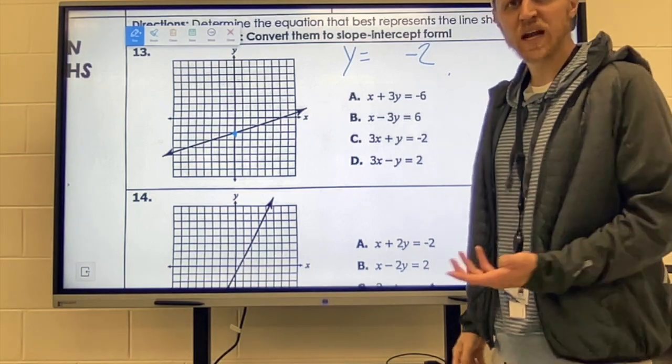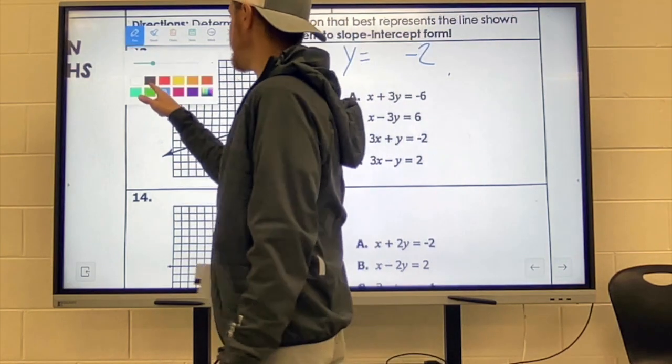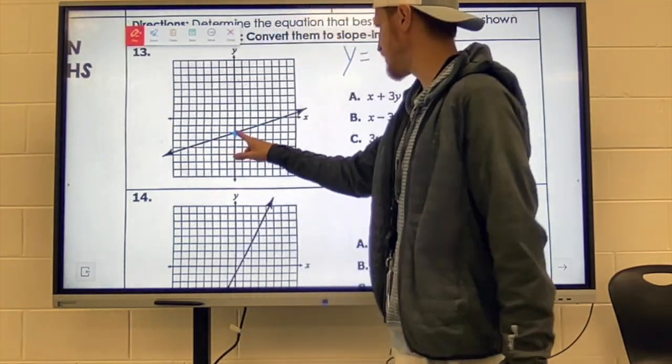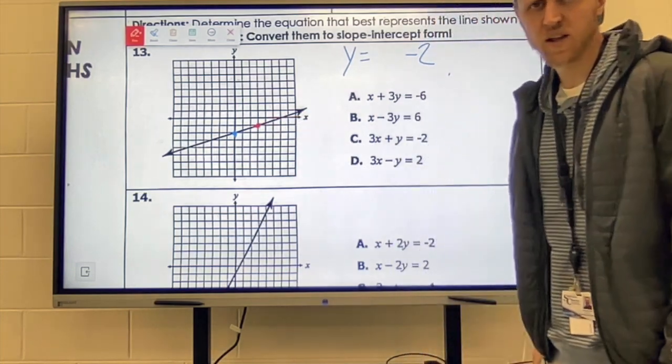The only other thing that I would need to know is the slope, the rise over the run. So that's how we find the way to get from that starting point to another point on that line. So I made a point on that line right there.